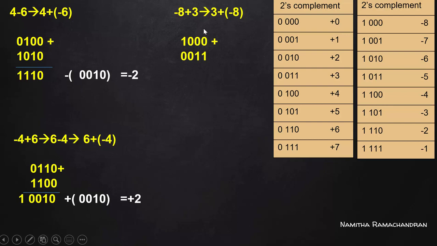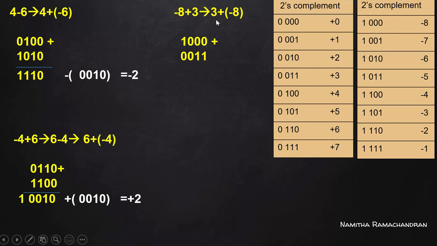Okay, consider another example, that is minus 8 plus 3. Minus 8 plus 3 is actually 3 minus 8. Right? It can be represented like this, 3 plus minus 8. So 3 plus minus 8 means the representation of 3 plus minus 8's 2's complement representation. So minus 8 is actually 1000.